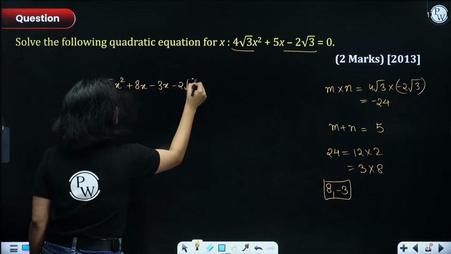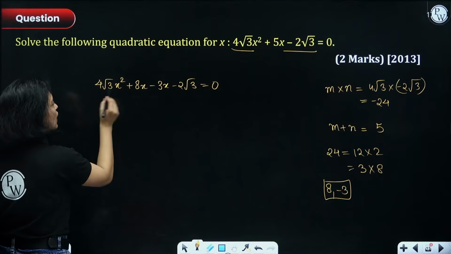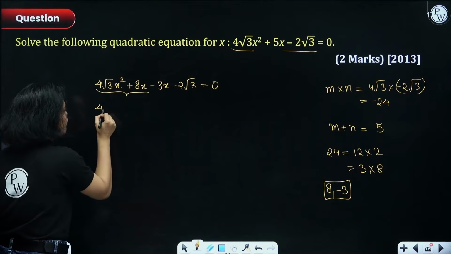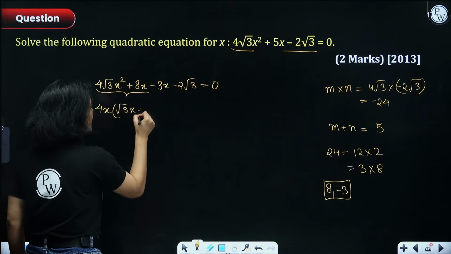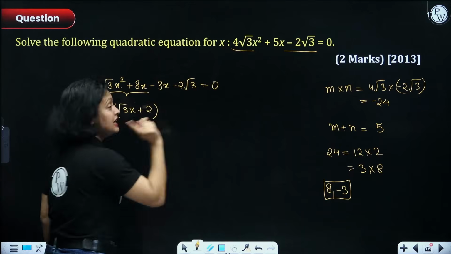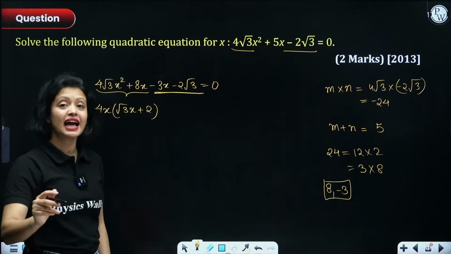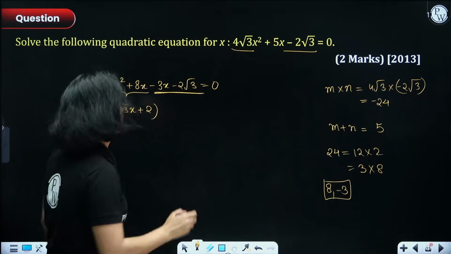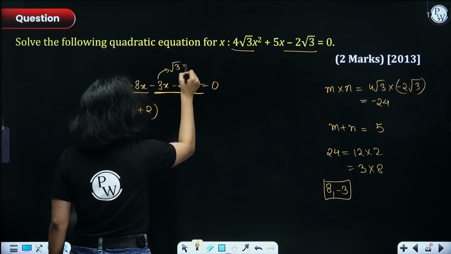minus 2 root 3 is equals to 0. Now what I'll do, see everyone, what I can take common here, I can clearly take 4x common here, right? So if I do that, I'll get root 3x here plus 2 here. Now here let's apply our brain. What can I take common here? Now at first glance, it would look like there is nothing common. But there is something common. Why? Because I can write 3 as root 3 into root 3.